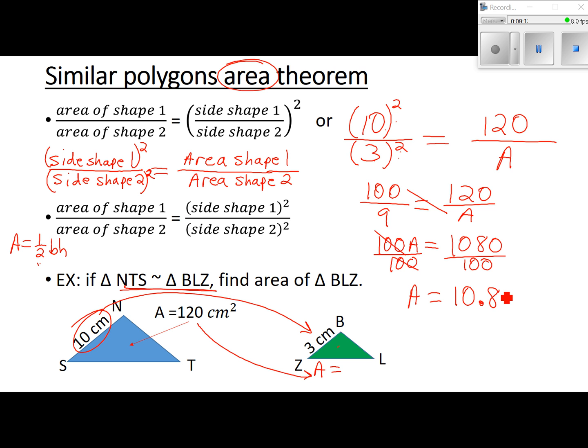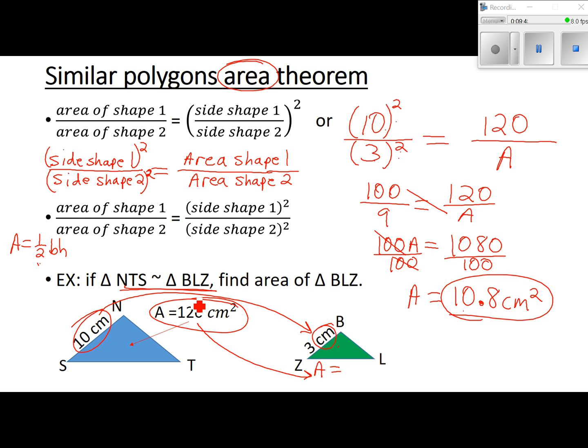Always make sure that your answer makes sense. We're dealing with area, and we had centimeters here, so it should be centimeters squared because area is always in square units. And then make sure, if we're looking at this, that the area you're coming up with should be smaller for the green triangle than the area for the blue triangle was, and it is quite a bit smaller. So those are those two theorems.